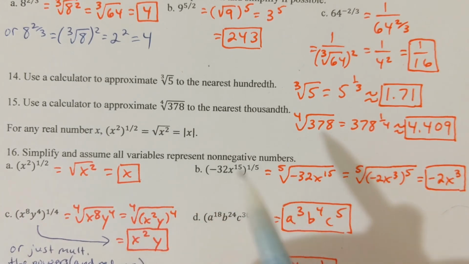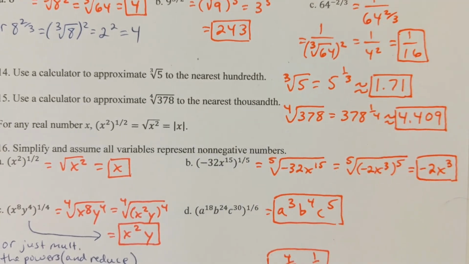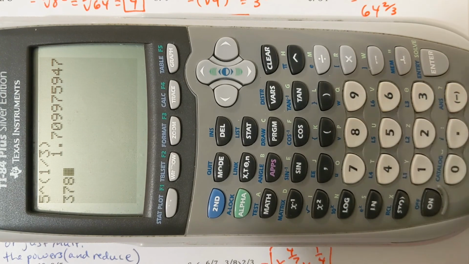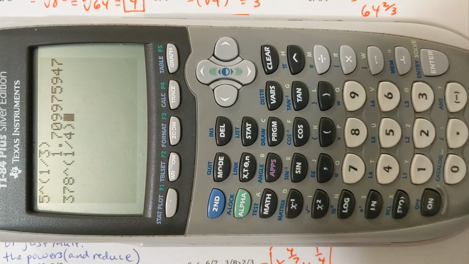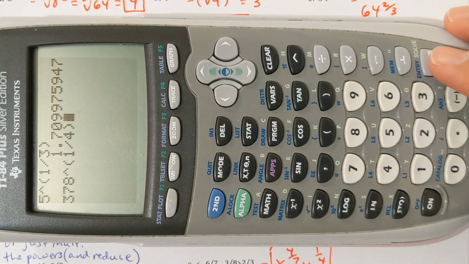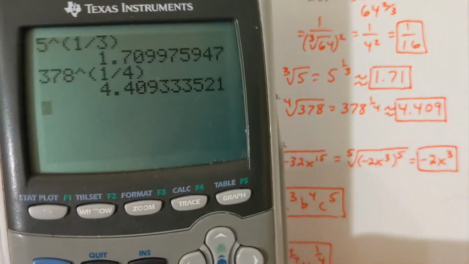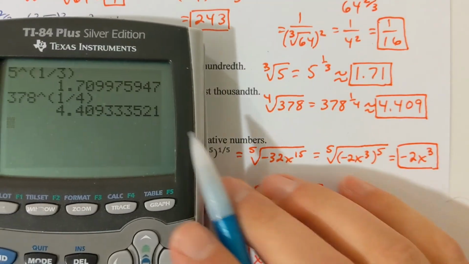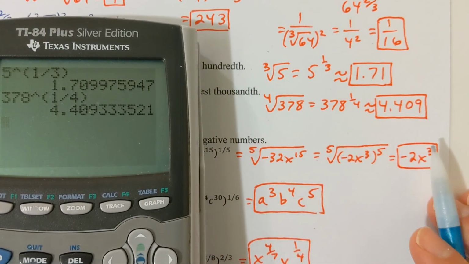Here's another one. How about the 4th root of 378? If I type that in, it'd be 378 to the 1/4 power. Be sure that you include the parentheses around the power. That way your calculator knows to keep 1/4 entirely in the power. Nearest thousandths, I guess, on this one, it looks like I'm getting 4.409, roughly, if you round to the nearest 3 digits.